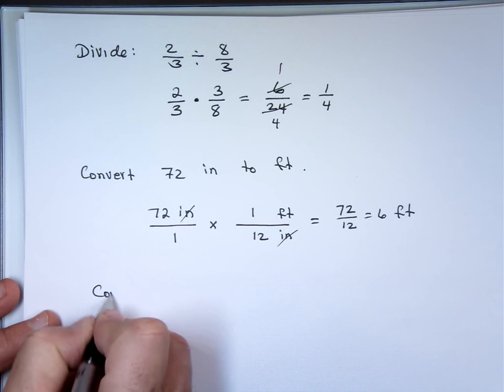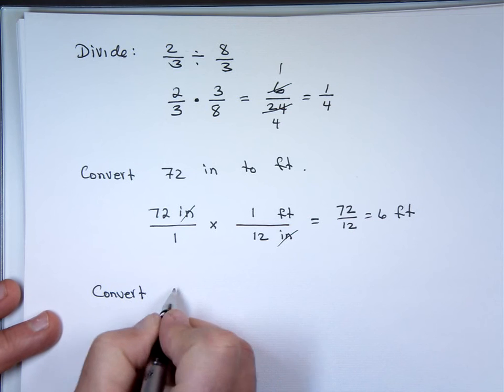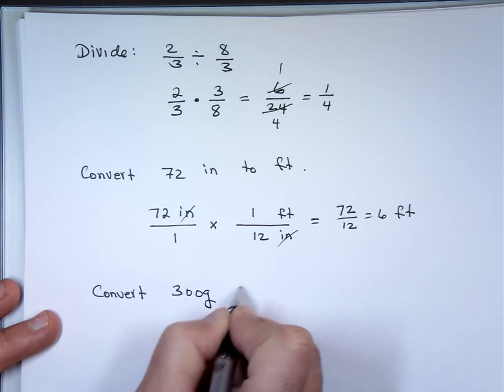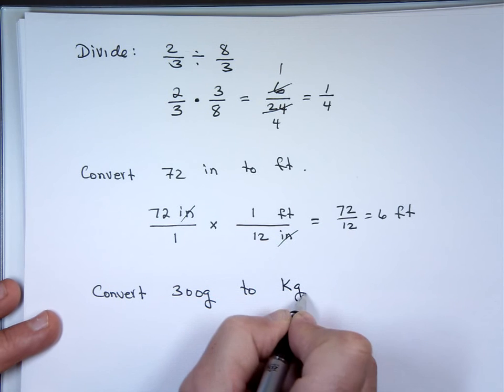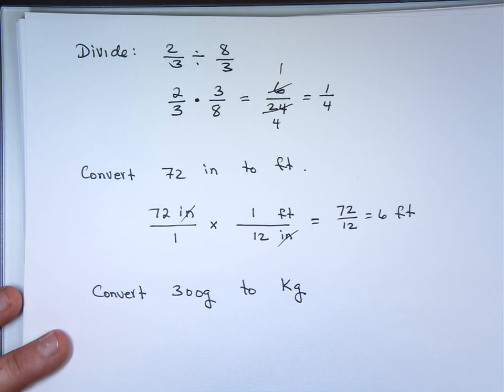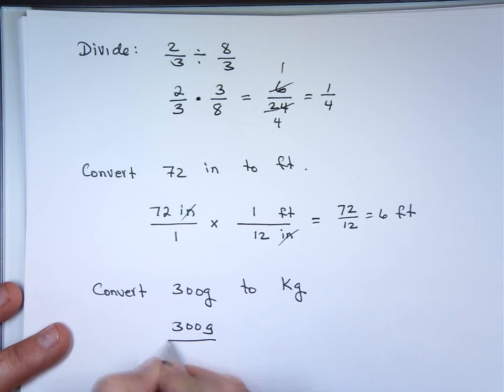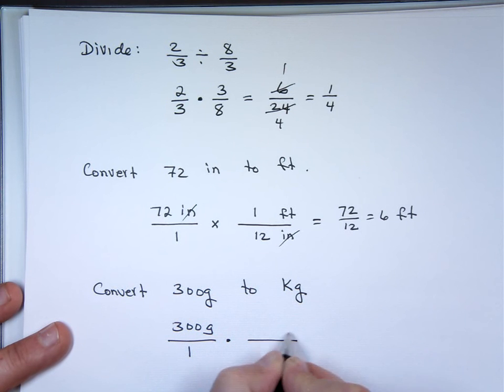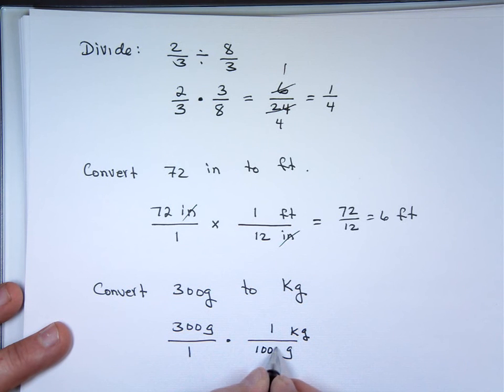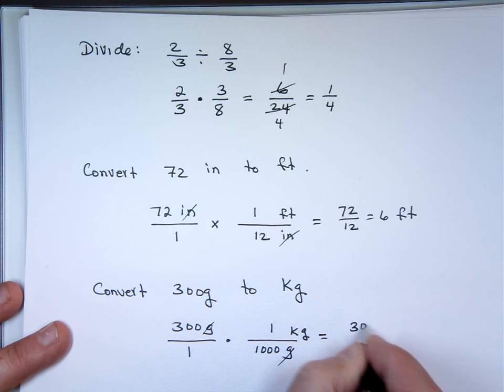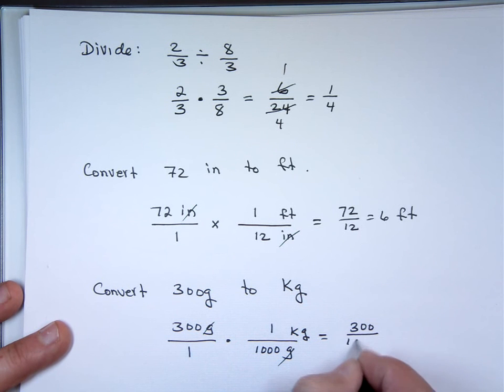Convert 300 grams to kilogram. 300 grams over 1, times 1 kilogram over how many grams? 1 kilogram has how many grams? A kilo is always 1,000. Always. So the grams will cancel. So what do we have? 300 divided by what? 1,000? 3/10, which is 0.3 kilogram.